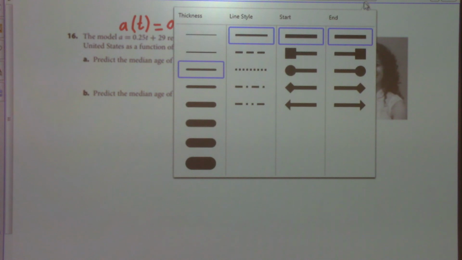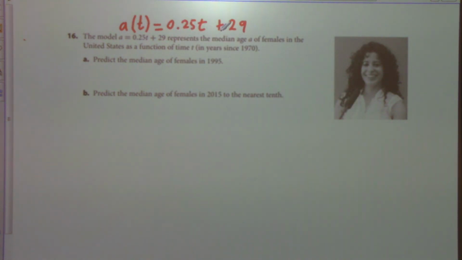And what I'm doing here is trying to make this notation a little bit more descriptive, right? You'll see f and x in parentheses a lot. That could be helpful. That would be like f, the function f is a function of x. Here you have A of t. Now it says predict the median age of females in 1995. So how would we do that?